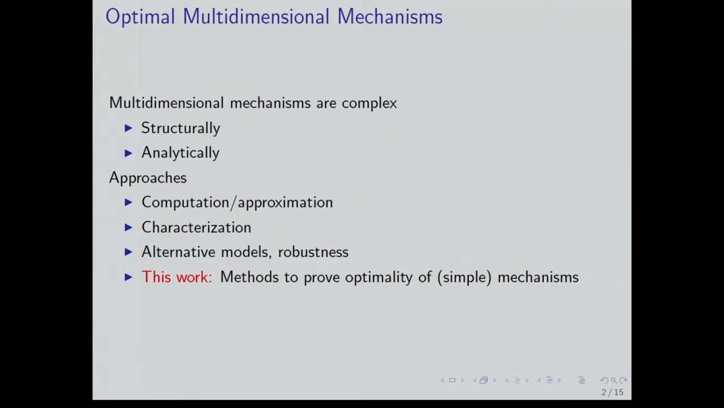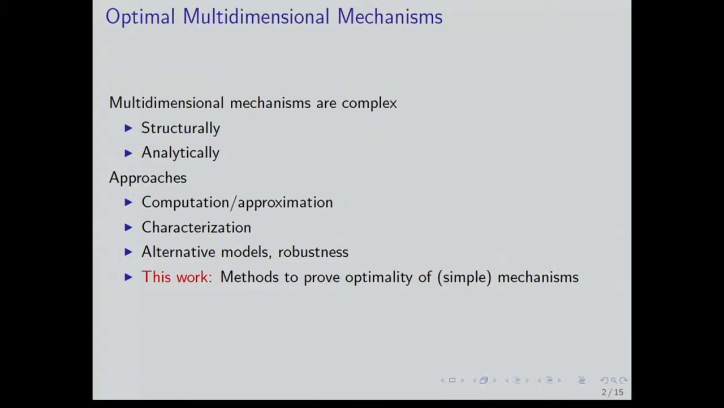These characterizations are very general and very strong, since if you have a certificate of optimality, you can use it to prove the optimality of your mechanism in very general settings, but we don't have general methods to come up with these certificates. There are alternative models, where we change the model a little bit to get more tractability, like what Gabe talked about when he talked about robustness.